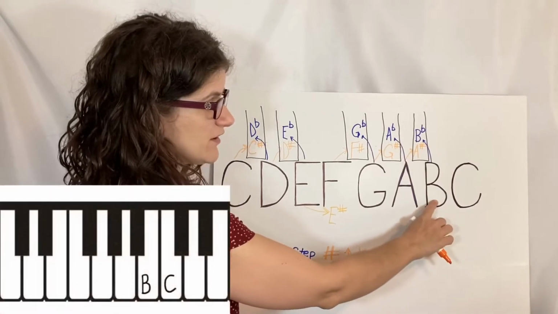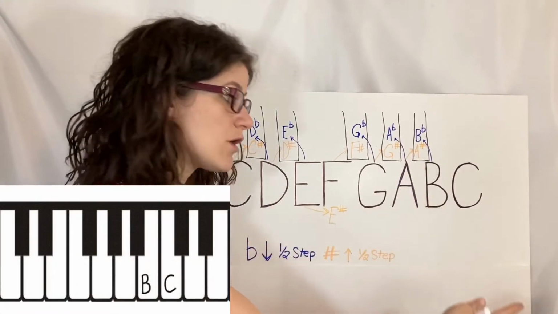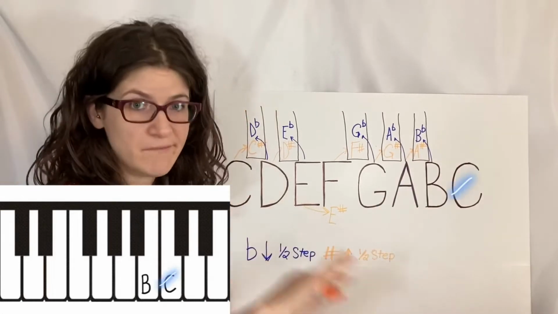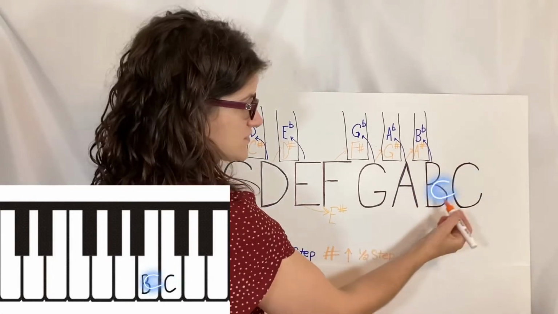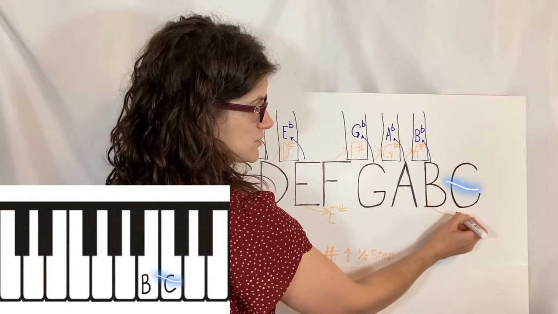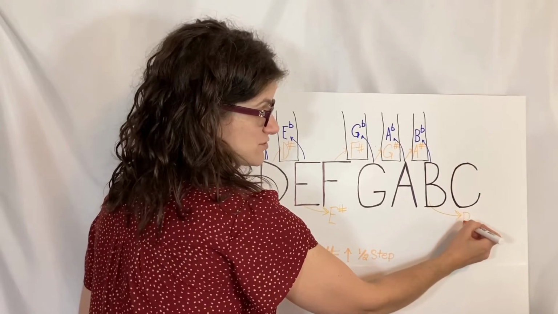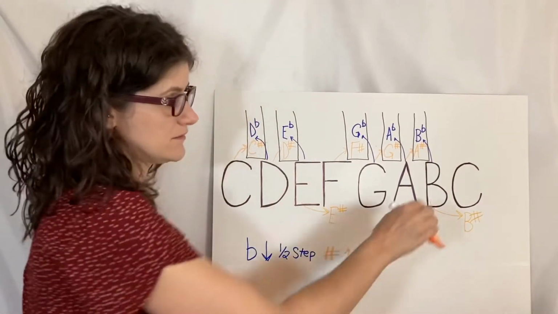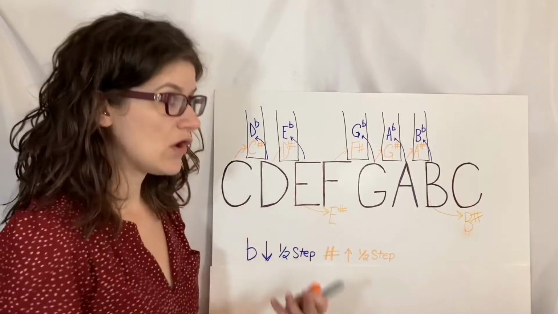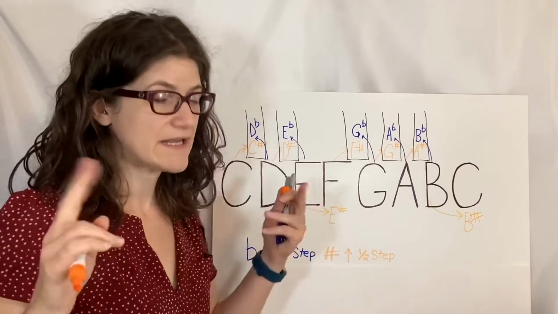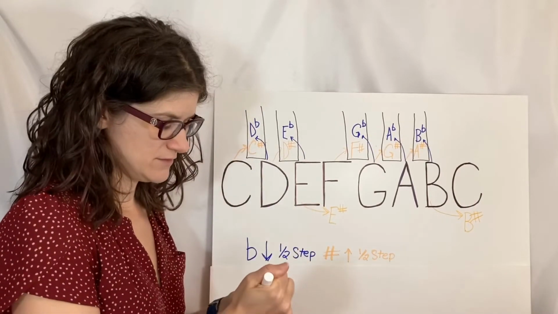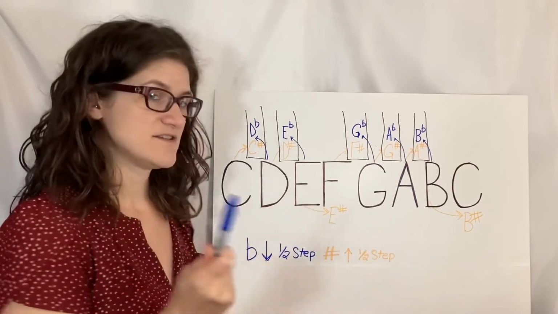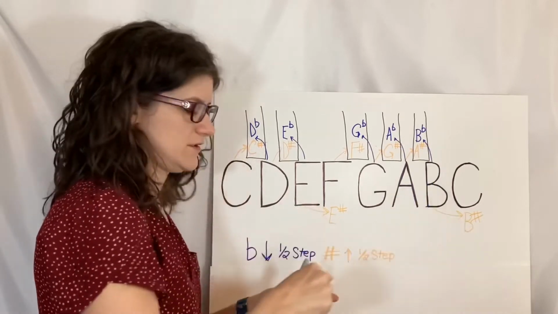Let's do the next one. So B, if I wanted to play a B sharp, there's no in-between note. B and C, they are smack dab right next to each other. So a B sharp is actually a C. Same note, it's just called something different. It's just named in a different way. Enharmonic equivalence.